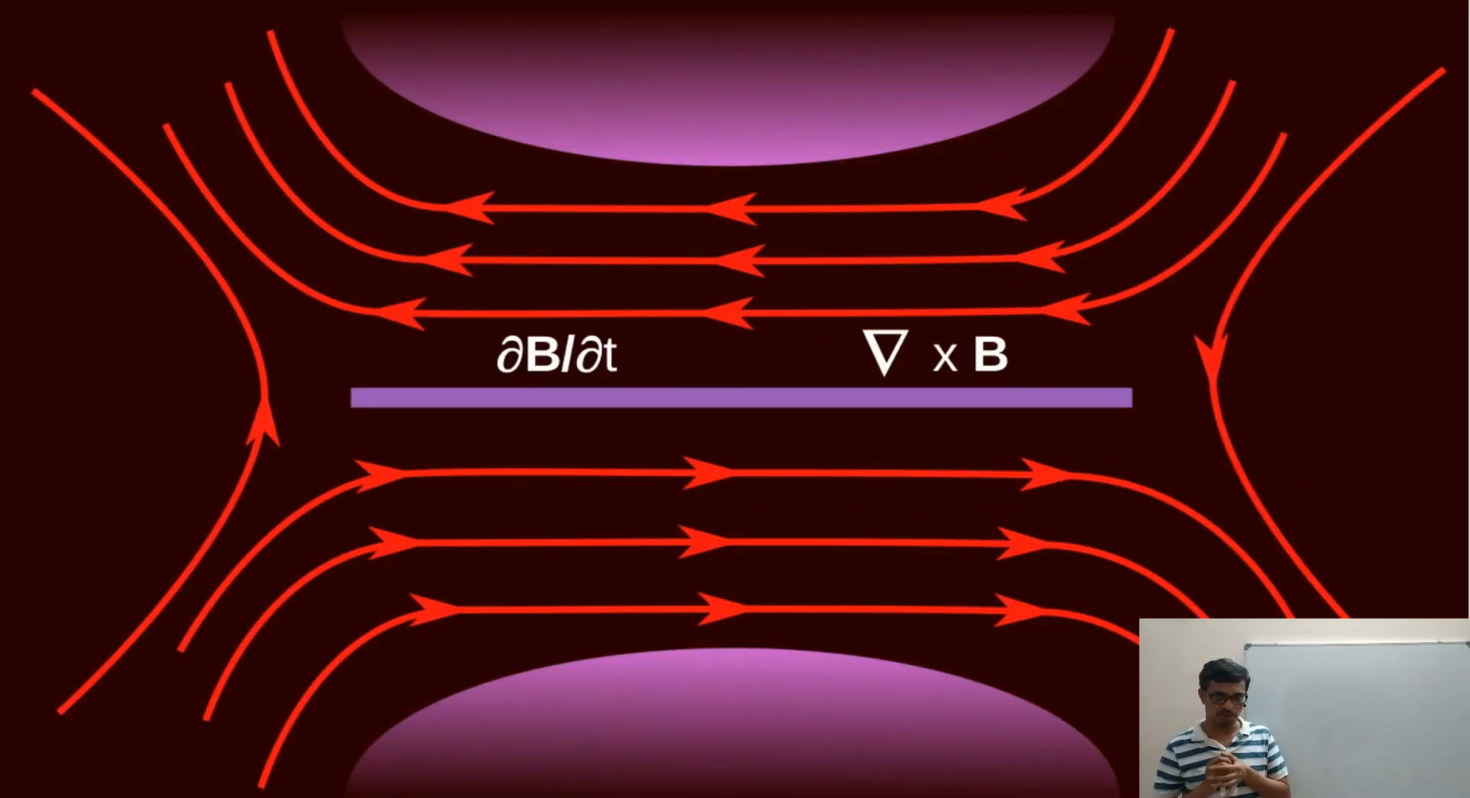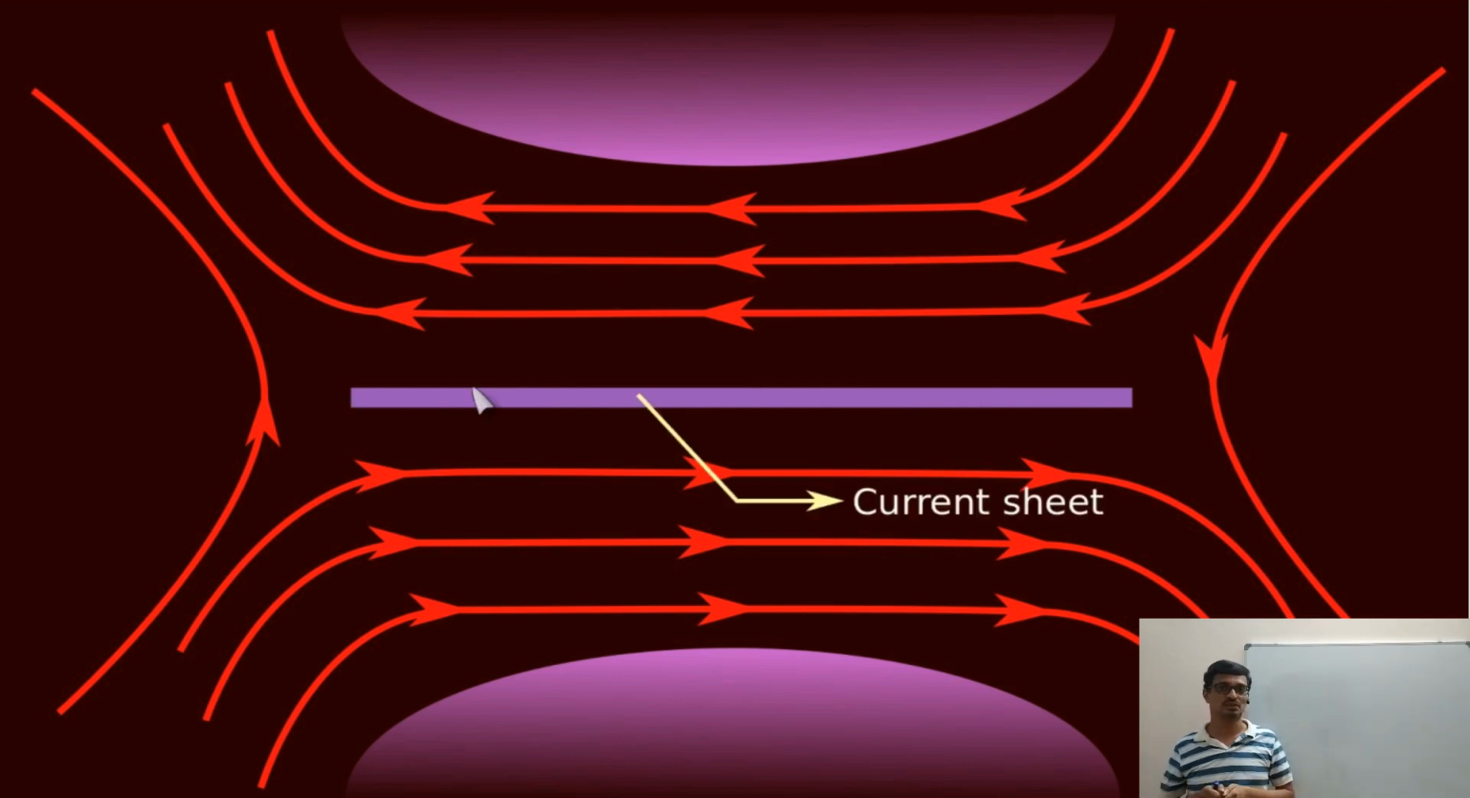As I told you earlier, as you move above and below the neutral sheet, the magnetic field is going to change direction. Therefore, at the neutral sheet, a strong curl of B exists. As well, as the plasma keeps compressing the field, there will be a variation of B with respect to time, so you have ∂B/∂t. These changes in the field will induce an electric current which flows along the neutral sheet, and so the neutral sheet is also called the current sheet.